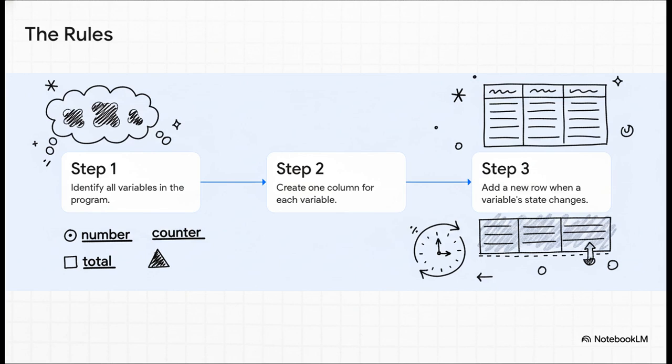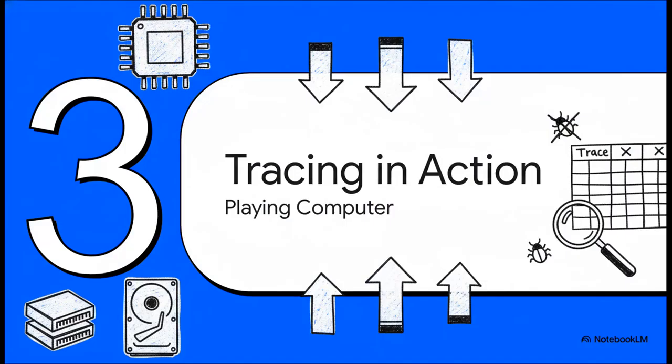Think of it like a game. First, you identify all your variables. For us, that's number, counter, and total. Second, you make a column for each of those. And third, this is the most important rule. Every single time a variable's value changes, we add a new row to our table. Simple as that. All right, it's time to play computer.